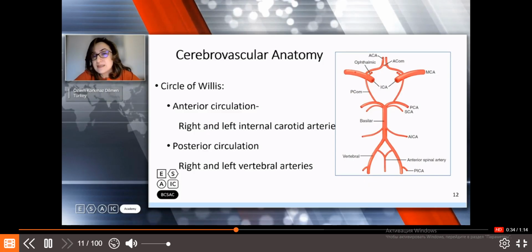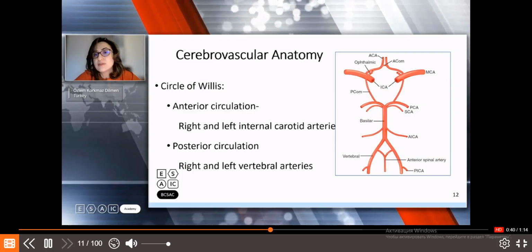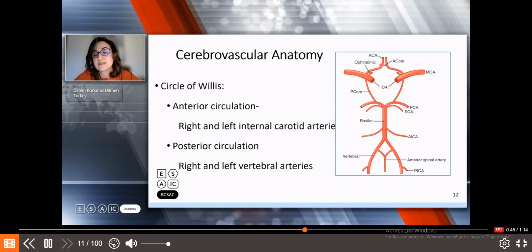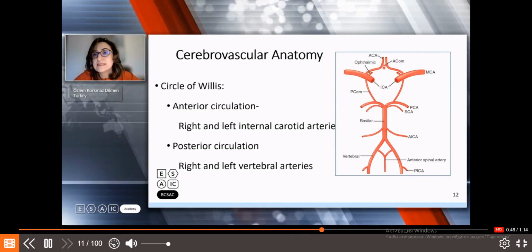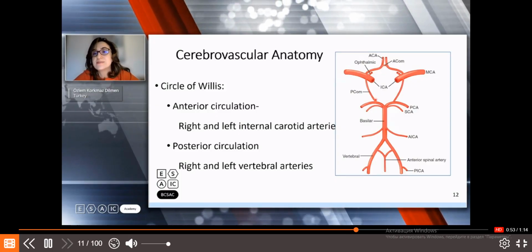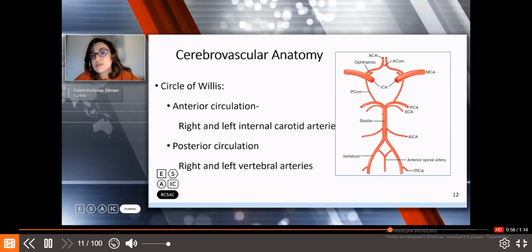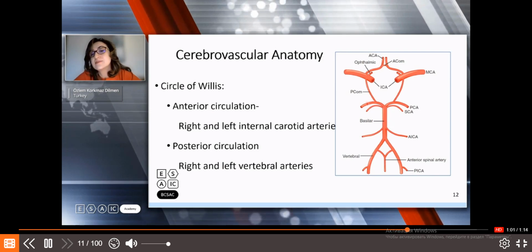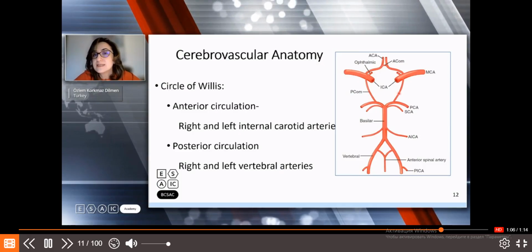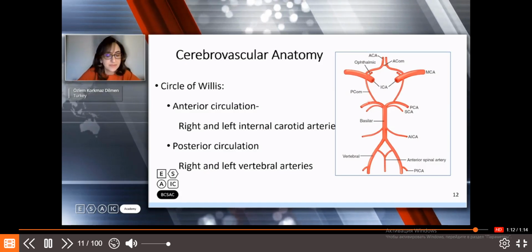The middle cerebral artery is a branch of the internal carotid artery, and here is the anterior cerebral artery, another branch of the internal carotid artery. There is an anterior communicating artery between the two anterior cerebral arteries. The two vertebral arteries produce the basilar artery, and the posterior cerebral artery is a branch of the basilar artery. There are posterior communicating arteries between the middle cerebral artery and the posterior cerebral arteries.